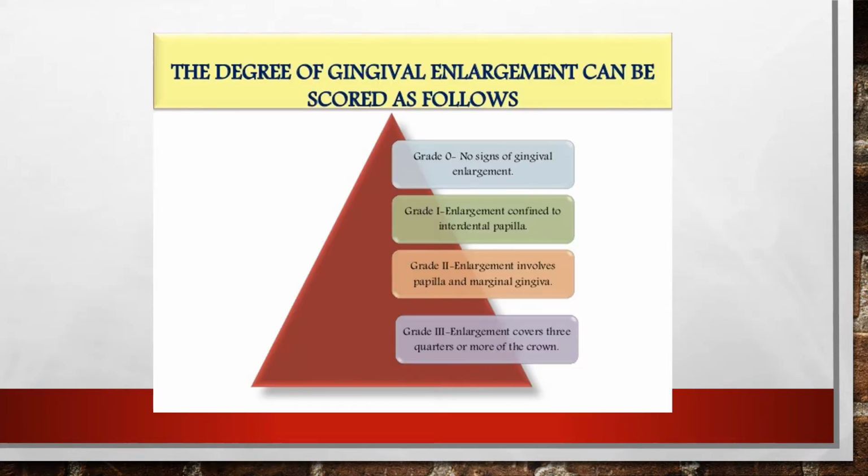Then comes the degree of gingival enlargement, which can be scored as follows, based on Bukingham et al. in 1964. Grade 0: no signs of gingival enlargement. Grade 1: enlargement confined to the interdental papilla. Grade 2: enlargement involves papilla and marginal gingiva. Grade 3: enlargement covers three-quarters or more of the crown. In our clinics, we mostly follow this scoring of gingival enlargement.